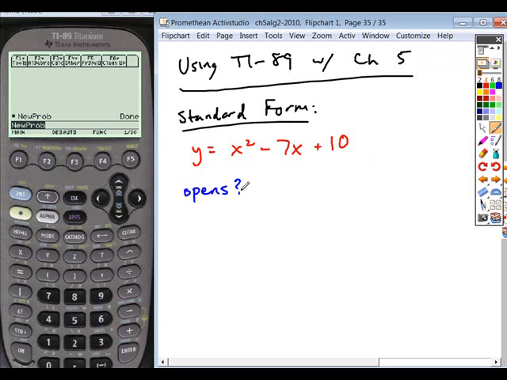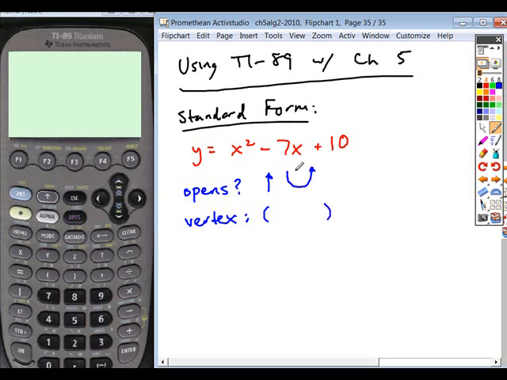Okay, which way does this graph open? Up. Okay, so you shouldn't need a calculator to answer that question. What if I asked you for the vertex of this? When you're looking at this, is the vertex going to be a maximum point or a minimum point? Think about what the graph looks like. If it opens up, that means it's going to look like this. So the vertex is going to be a minimum.